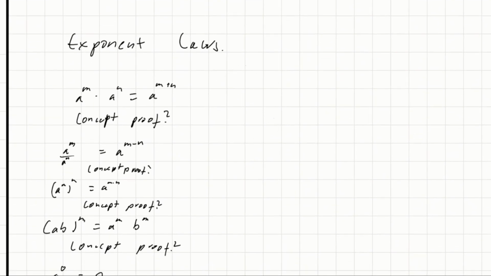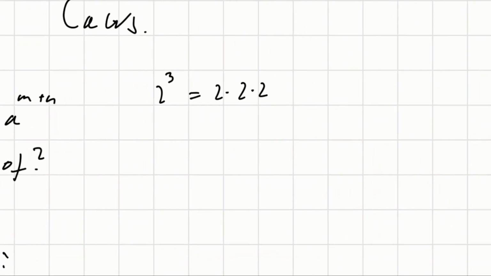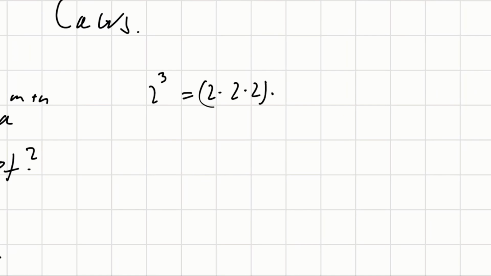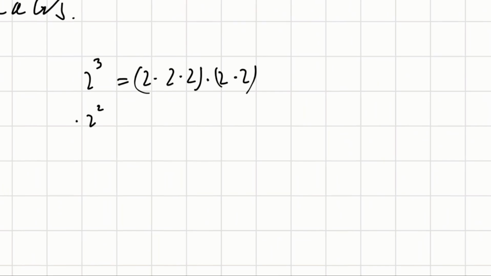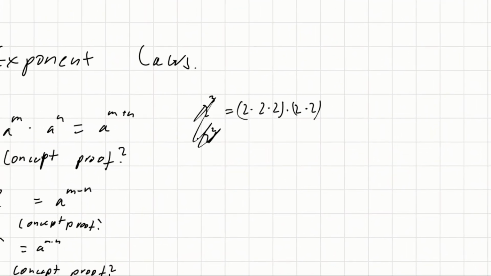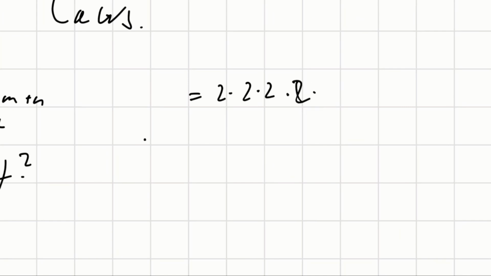What I like to do is to think about what an exponent means. If we have, for example, the exponent of 3, this is nothing else than 2 times 2 times 2, right? And now we multiply this with, let's say, 2 times 2. You don't need brackets, I'm sorry. So this is what you get. And let's count: 1, 2, 3, 4, 5. So this has to equal 2 to the power of 5.